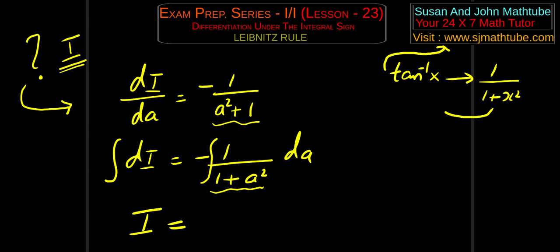Anyway, this tells me integral of 1 by 1 plus x square is tan inverse x. So this becomes minus tan inverse a plus c. And that will be equation number 1. Why aren't we happy with the answer? Because a definite integral can never have plus c.